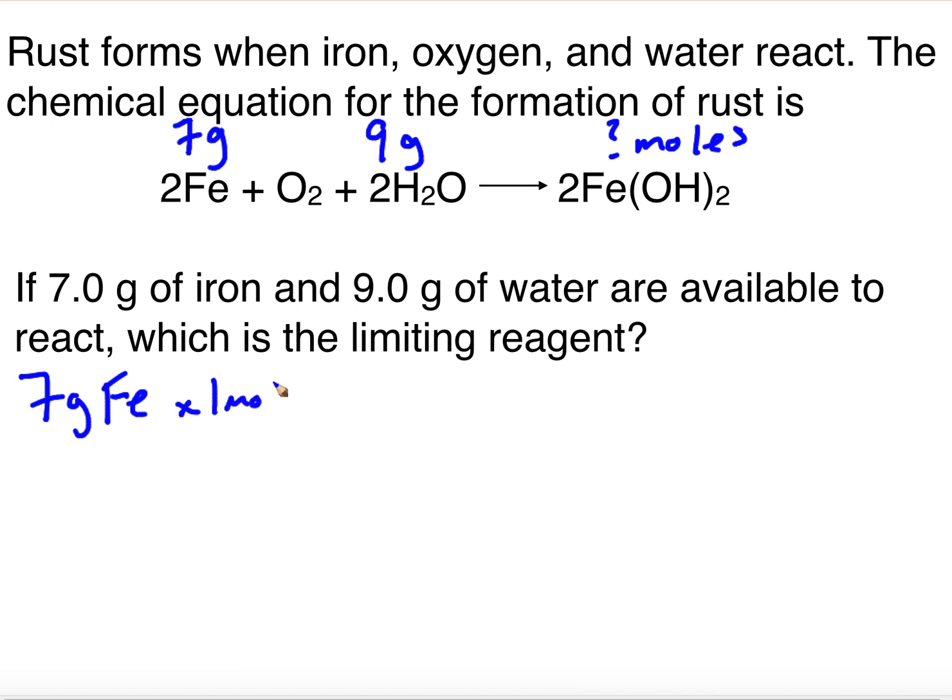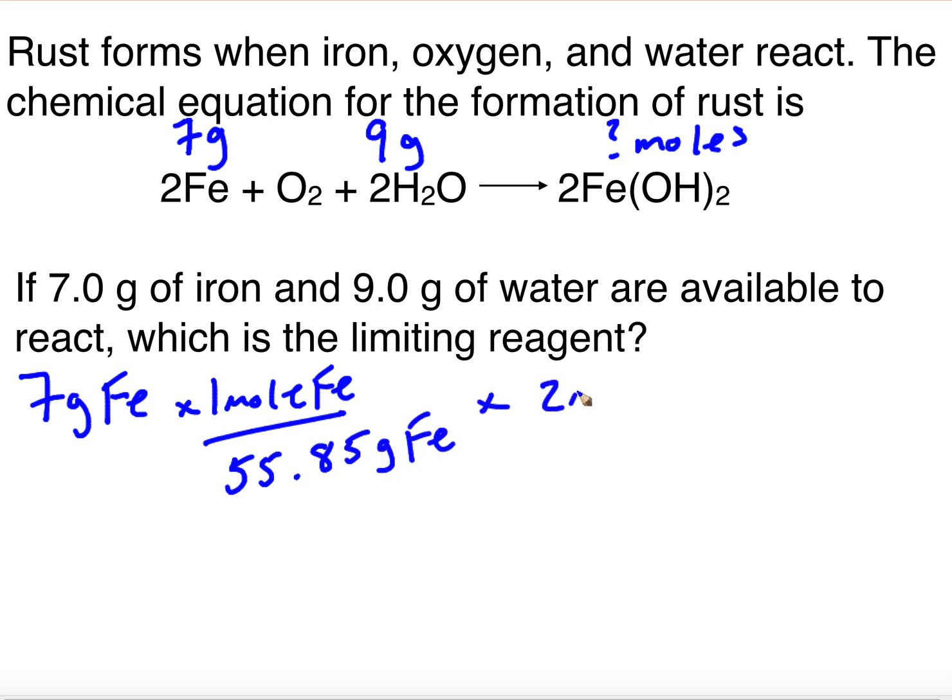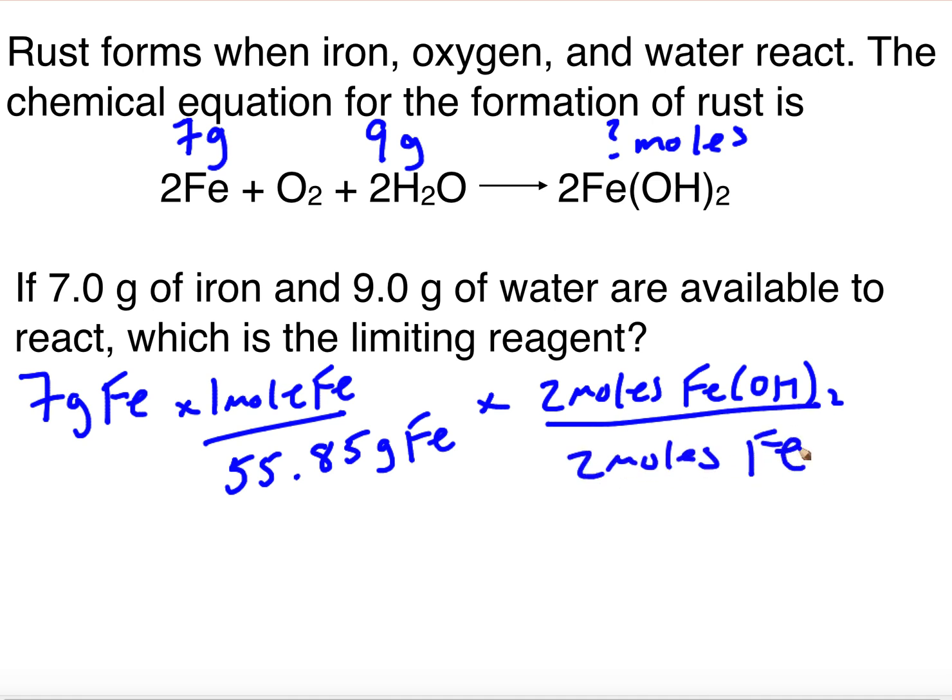times 1 mole of Fe all over 55.85 grams of Fe. Now use our mole ratio, so 2 moles Fe(OH)2 all over 2 moles of Fe. Plug this in our calculator, and we get 0.13 moles Fe(OH)2.